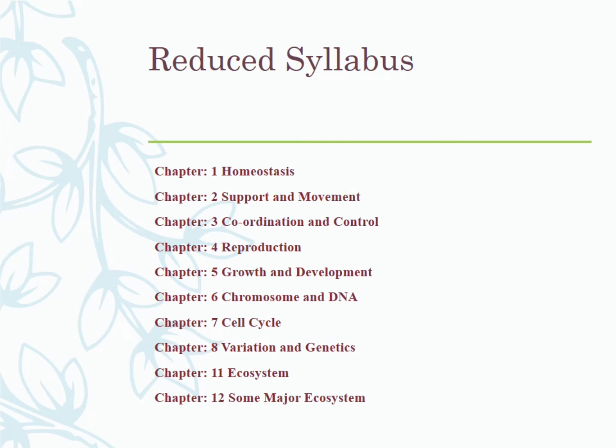And chapter number 6 is also reduced, with the following few topics which are very important: types of chromosome, chemical composition of chromosome, brief reference to DNA structure, cells use RNA to make protein, and mutation.